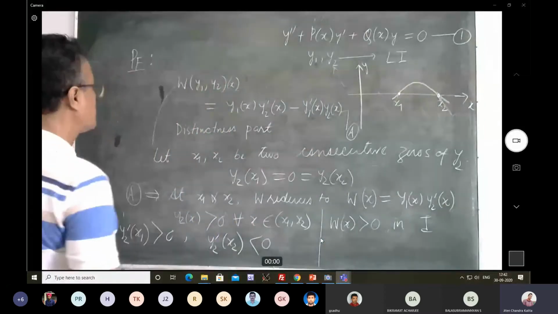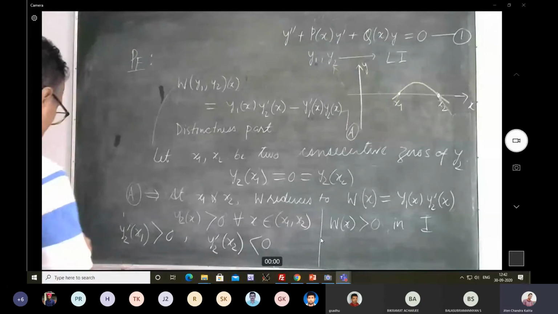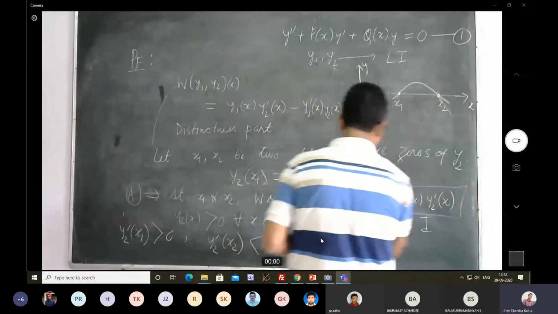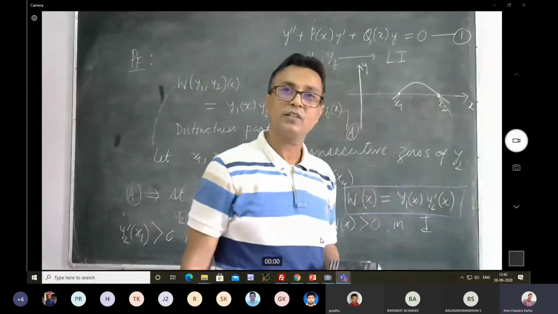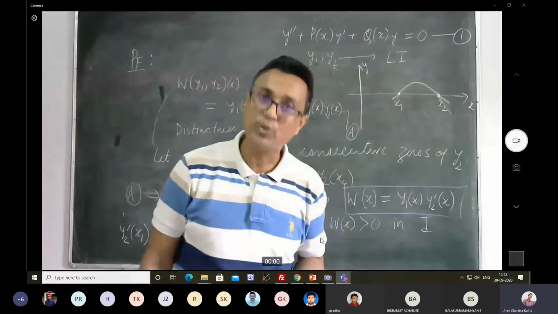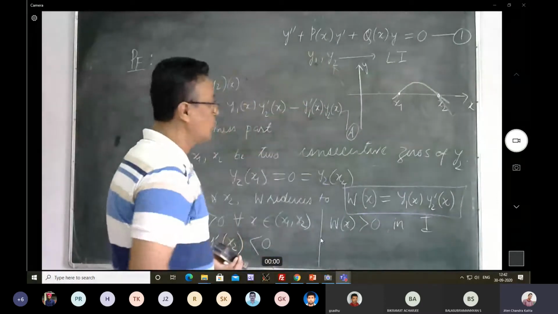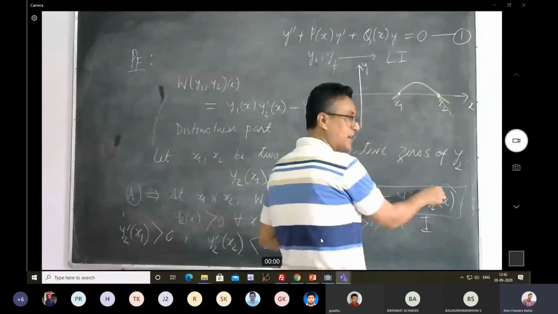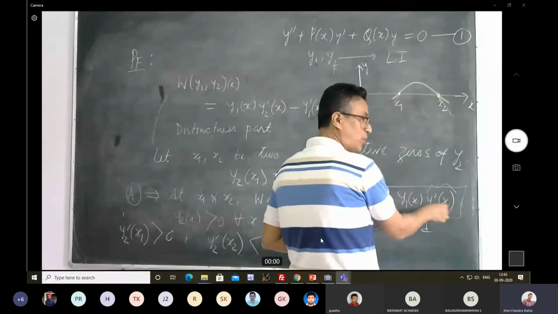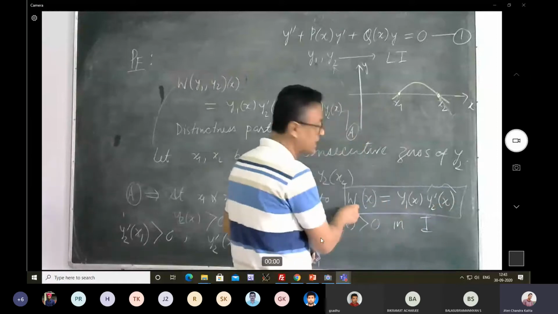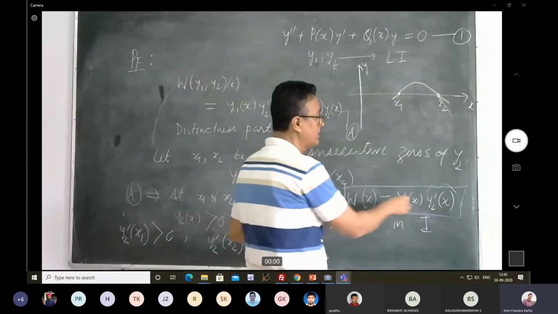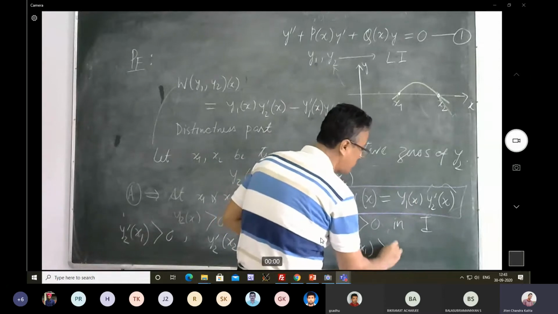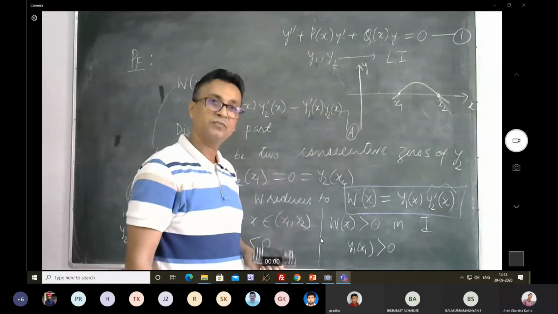Fine. So then what is going to happen? Now you look at this expression. This expression happens only at x1 and x2, right? So now we have already found out that y2'(x1) is positive, right? So if the Wronskian has to maintain its sign, if it is positive, then y1(x1) must be positive. Is it okay? Fine?